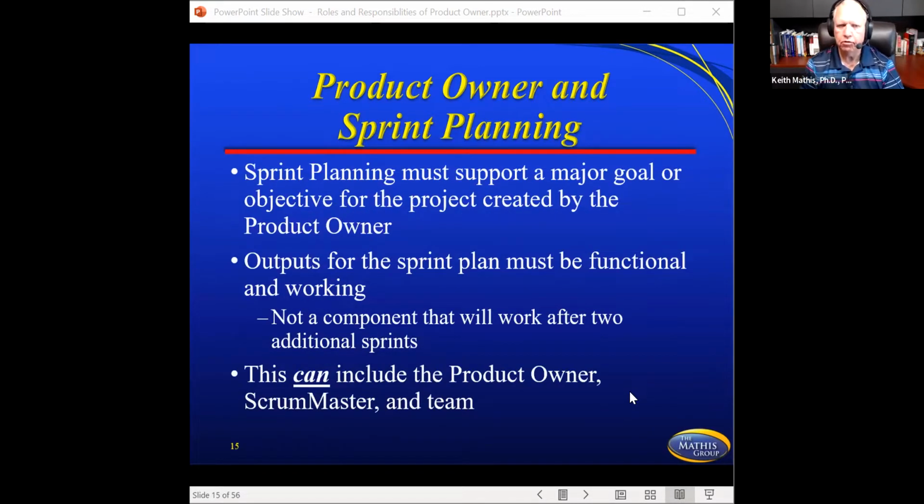Now, the product owner in sprint planning. So we know that the product owner rearranges or refines the product backlog. They also will come up with what's known as a sprint backlog for that sprint. And so that sprint planning is really what they're talking about here. So it must support a major goal or objective for the project created by the product owner. The outputs for the sprint plan must be functional and working, not a component that will work after 2 additional sprints. Now, this is a little difficult, and this is not being followed across the board with every flavor of Agile.